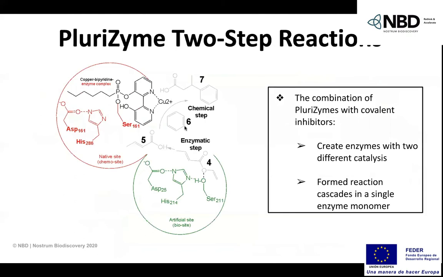Then, once we have this, we went one step further and created two-step reactions in the same monomer. How? Using suicide inhibitors. These inhibitors bind covalently in the native active site, modifying this native active site to a new chemistry. Then the artificial one keeps doing the original natural reaction, and the covalent inhibitor is introducing a new one. So we can have two-step reactions. So far, using these covalent inhibitors, we have set up Michael addition, Friedel-Crafts reactions, and proteolysis together with the ester hydrolysis.